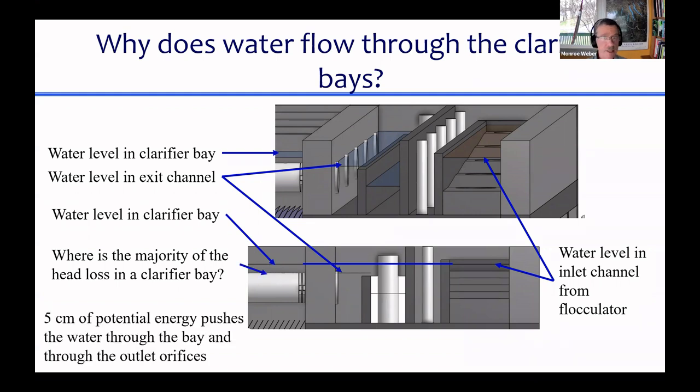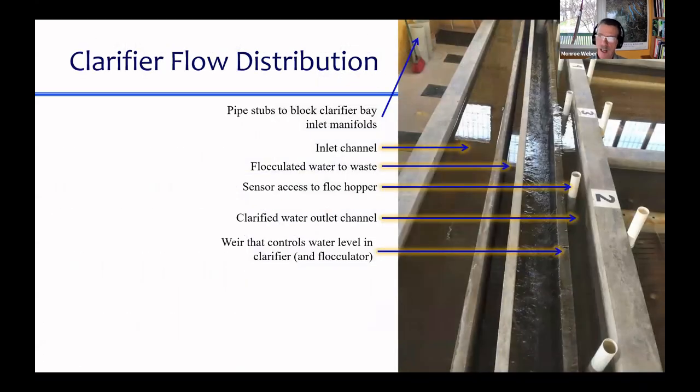So it is those 5 centimeters of potential energy difference that's pushing the water through the bay and specifically through the outlet orifices. That's how it happens. And just as a reminder, this is what it looks like when there's water flowing. So this channel has flocculated water. There are the clarifier bays. Here are the effluent manifolds that are dumping water into this outlet channel. And then it's flowing over that weir like a waterfall and into this channel that then is somehow connected to the filters.